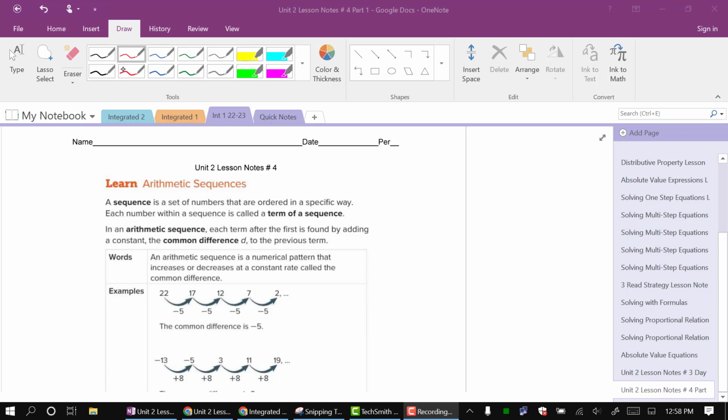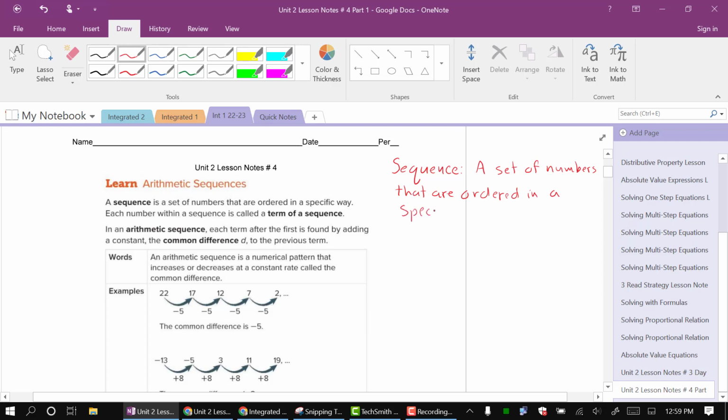So let's start off with some definitions. The first one is a sequence. That is a set of numbers that are ordered in a specific way.